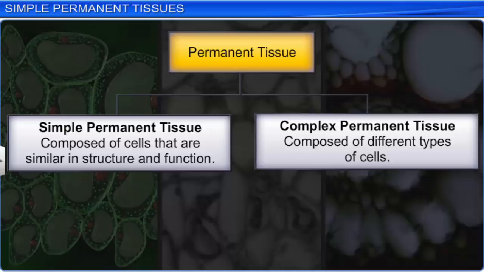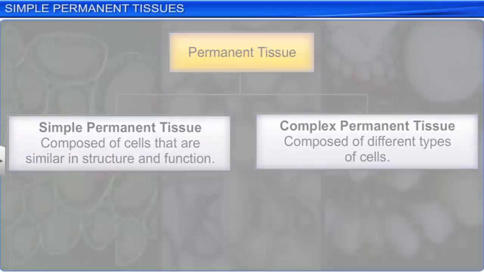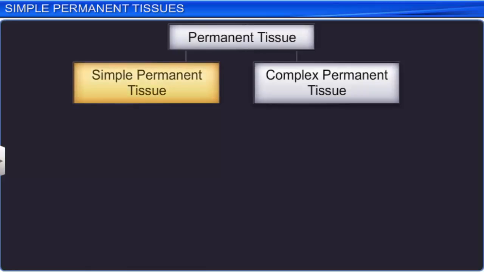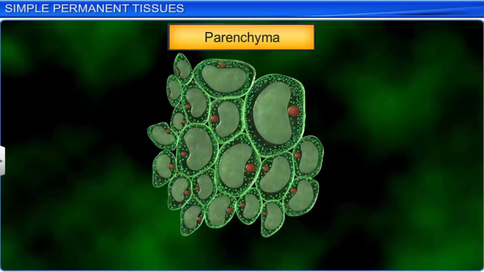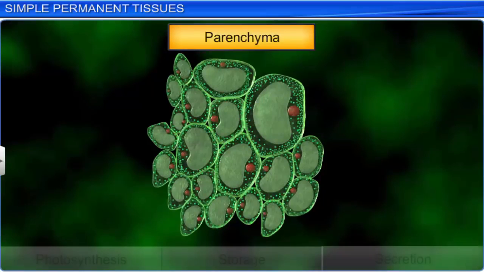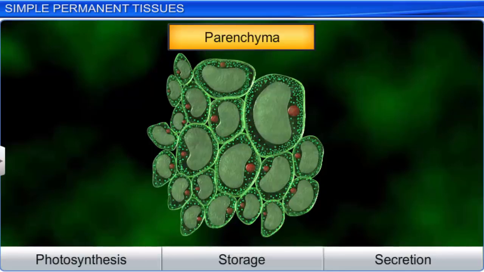Let's learn more about simple tissues. There are three types of simple permanent tissues: parenchyma, collenchyma, and sclerenchyma. Parenchyma is the most common ground tissue. It performs functions such as photosynthesis, storage, and secretion.